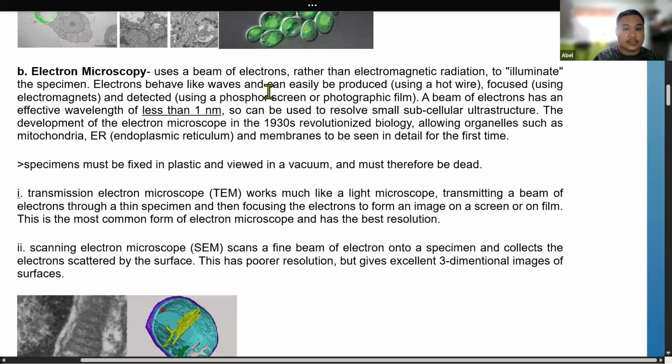Electrons behave like waves and can be easily produced using a hot wire, focused using electromagnets, and detected using a phosphor screen or photographic film. A beam of electrons has an effective wavelength of less than 1 nanometer. With this invention during the 1930s, it revolutionized biology simply because it allowed organelles such as the mitochondria, the endoplasmic reticulum, and membranes to be seen in detail for the first time.